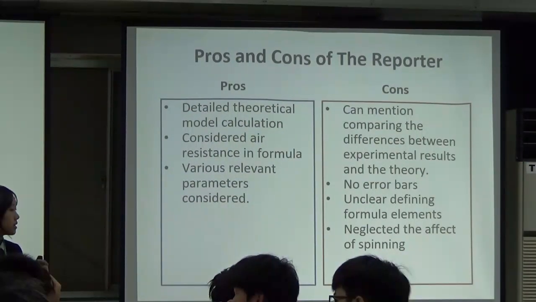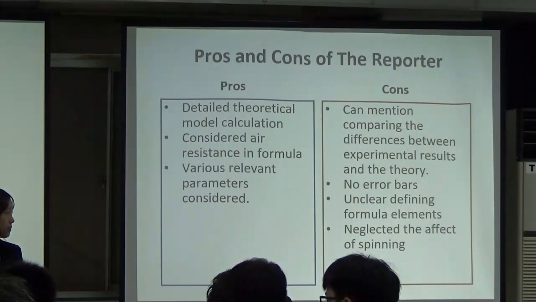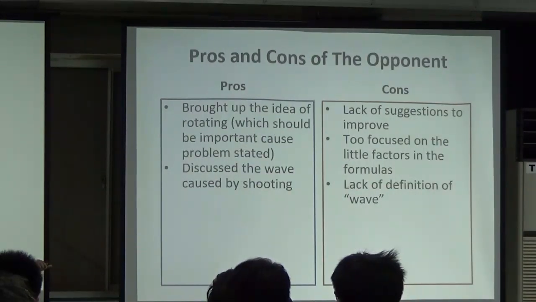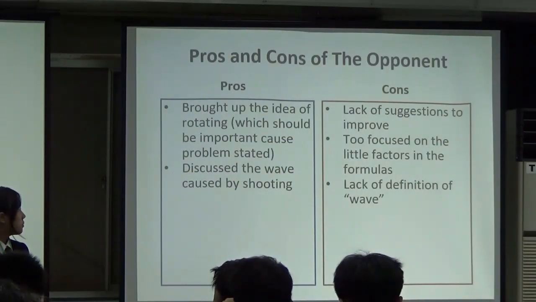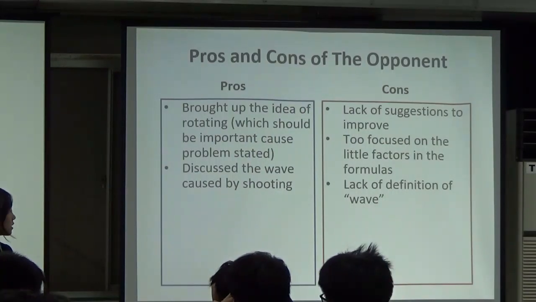They have no error bars in some of their charts, and they have unfair definition on some of the formula elements, and they neglected the effect of spinning because they said that it's very small. And for the pros, the opponent brought up the idea of rotating, which should be important because the problem statement has said it, and they discussed the wave caused by the shooting.